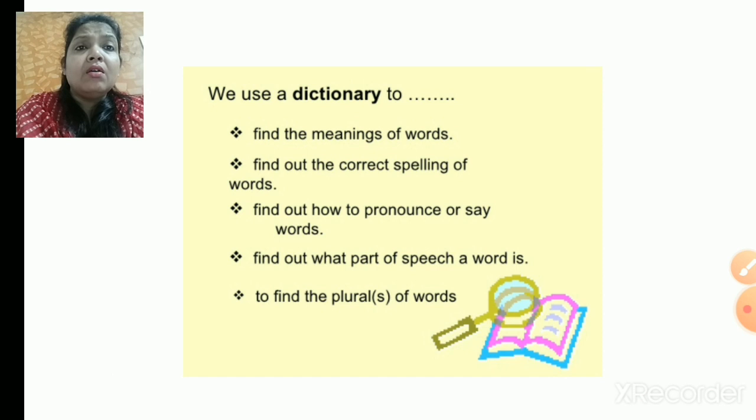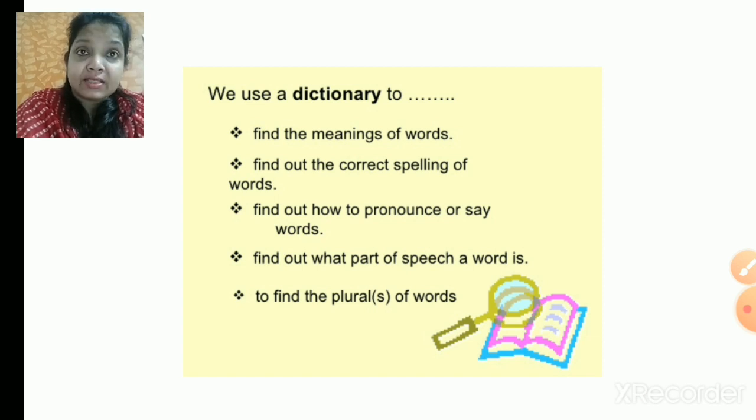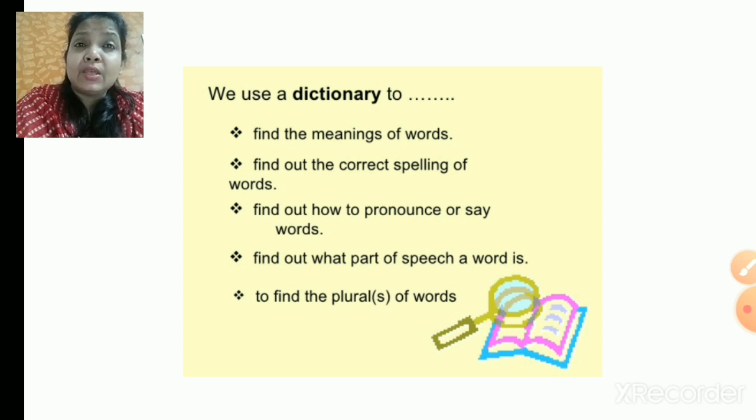Now, why do we use a dictionary? Yes, we all know, children. We use a dictionary to find the meaning of words. We use a dictionary to find out the correct spelling of words, right? We also use a dictionary to find out how to pronounce words correctly. We also need to find out what part of speech a word is, and the plurals of words. And that is the easiest method of going to the dictionary and how to use the dictionary in a correct format, right?